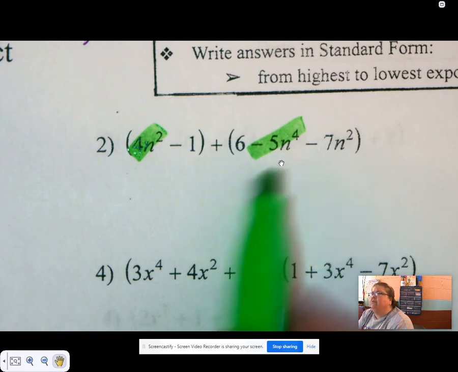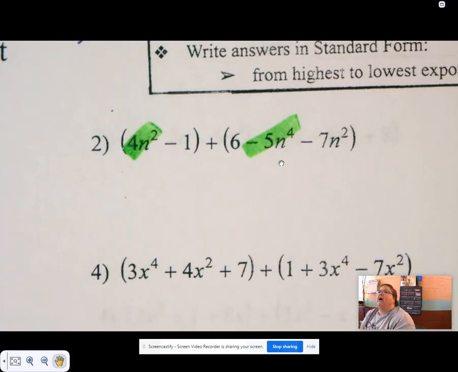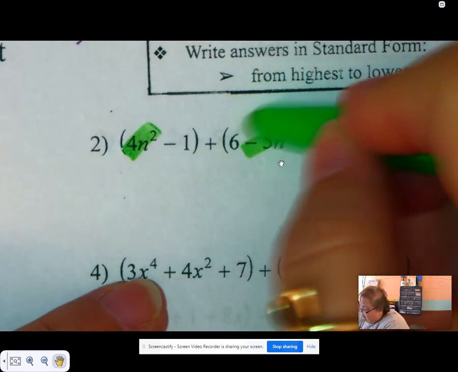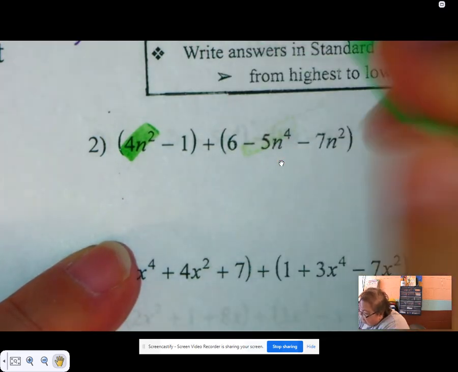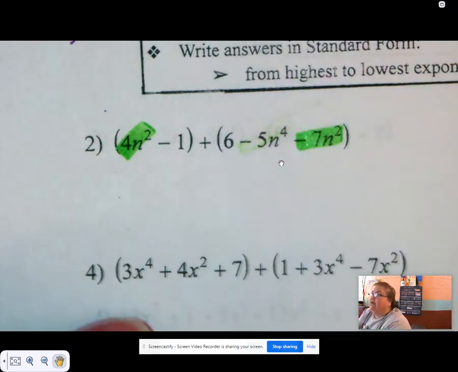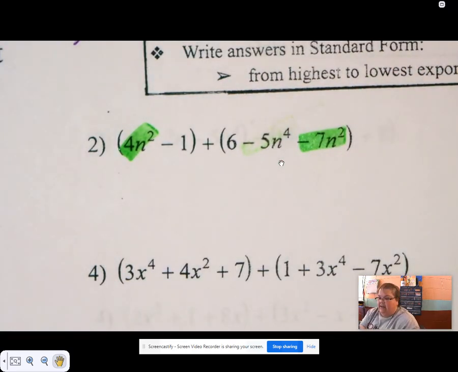Well, why can't I put it with the 5? Ah, the exponent's not the same. Very good. Okay, so negative 7n squared goes with that. Very nice.